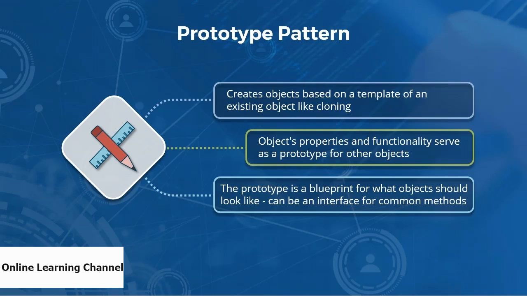The prototype can serve as an interface for common methods that you want all your cloned objects to share. An important reason that you might want to use the prototype pattern for object creation is to avoid the inherent cost of creating a new object in the standard way, for example, using the new keyword. If creating a new object is prohibitively expensive for a given application, the prototype pattern is a great solution.